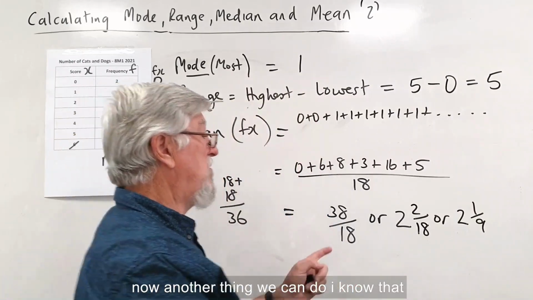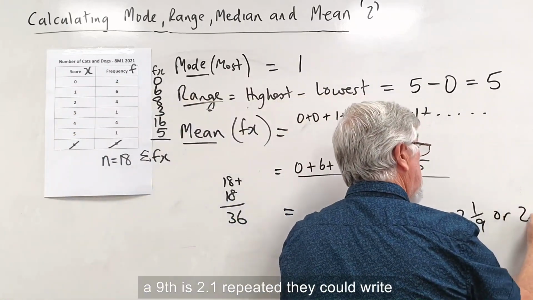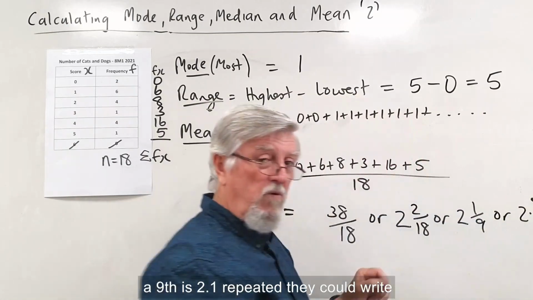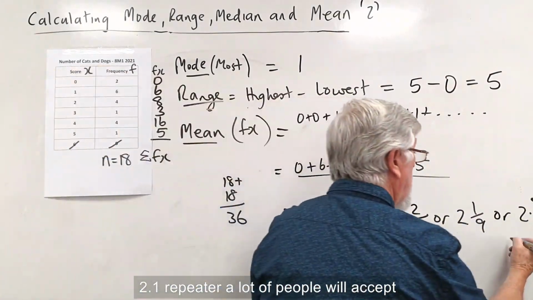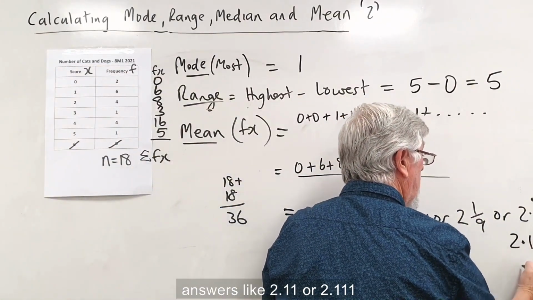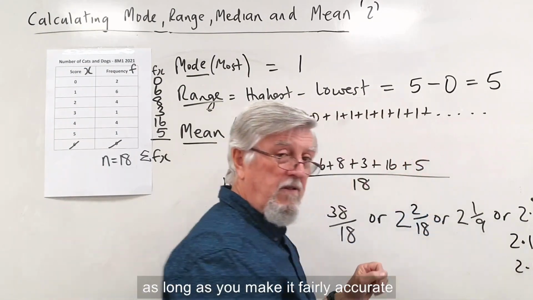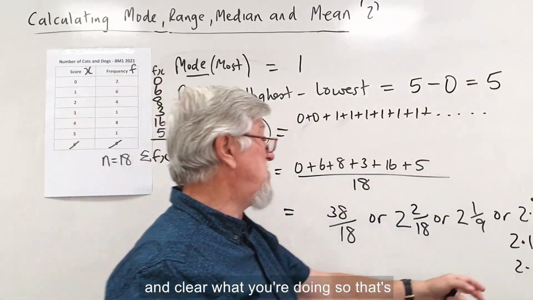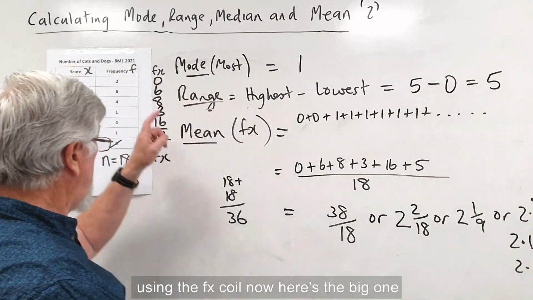Now, another thing we can do, I know that a ninth is 2.1 repeater. So you could write 2.1 repeater. A lot of people will accept answers like 2.11 or 2.111, as long as you make it fairly accurate and clear what you're doing. So that's using the FX column.